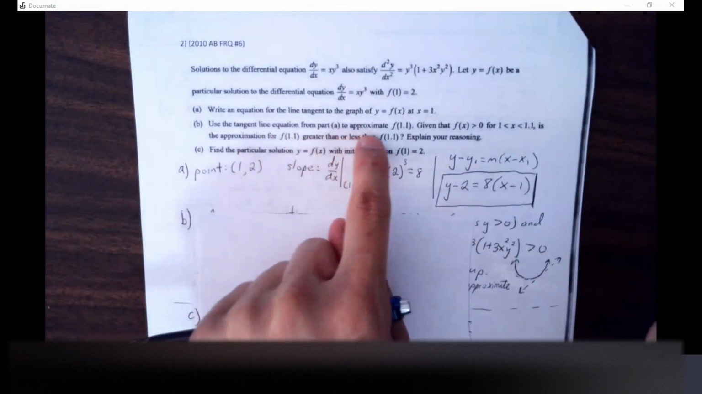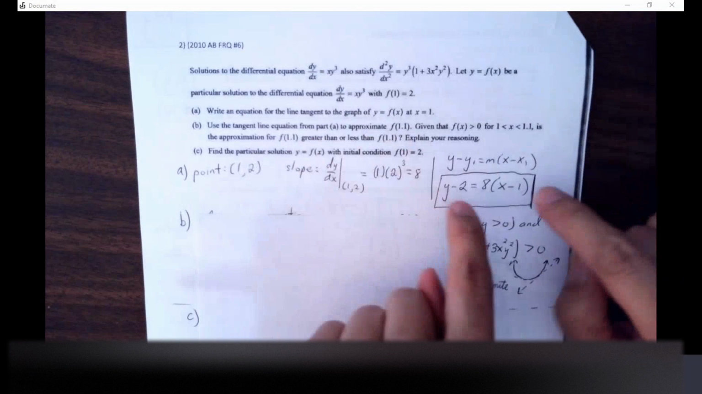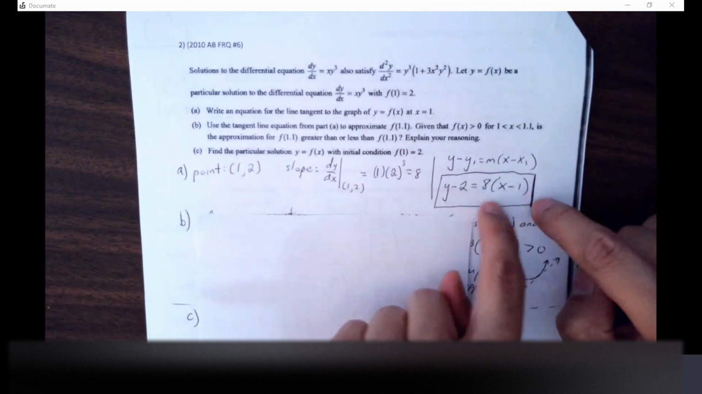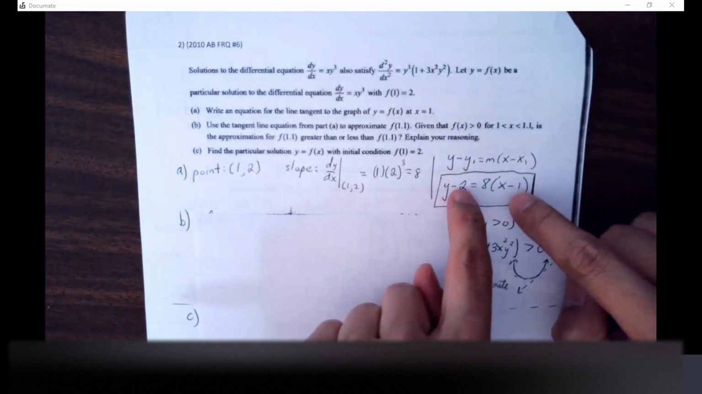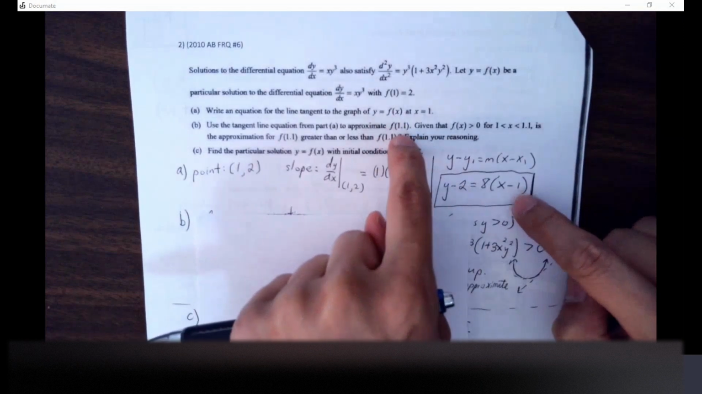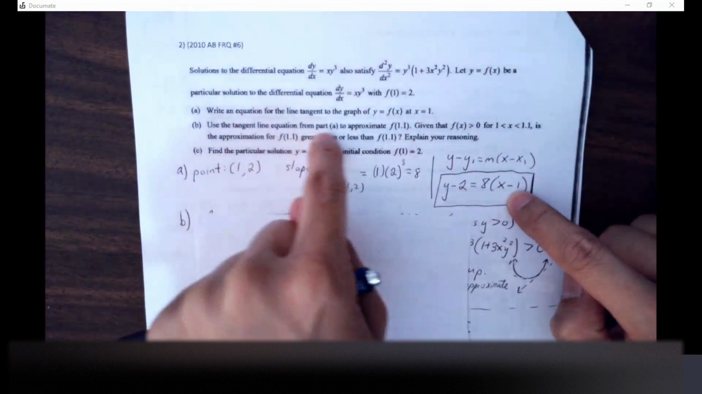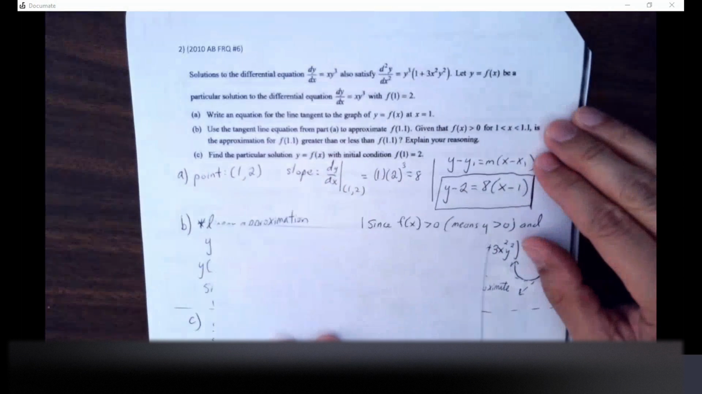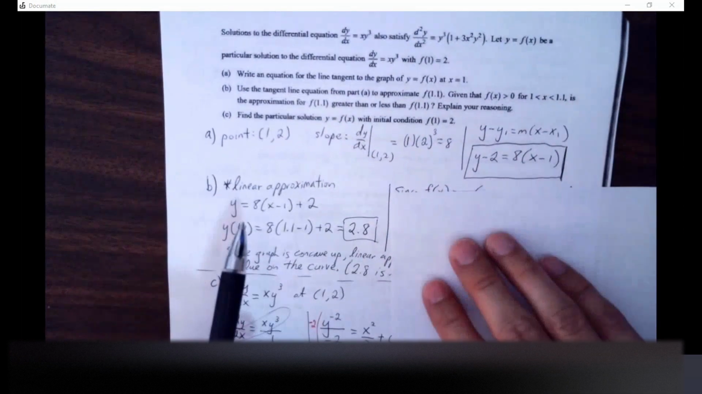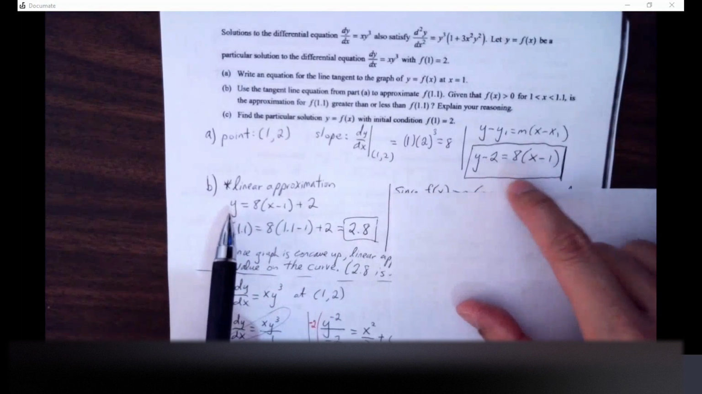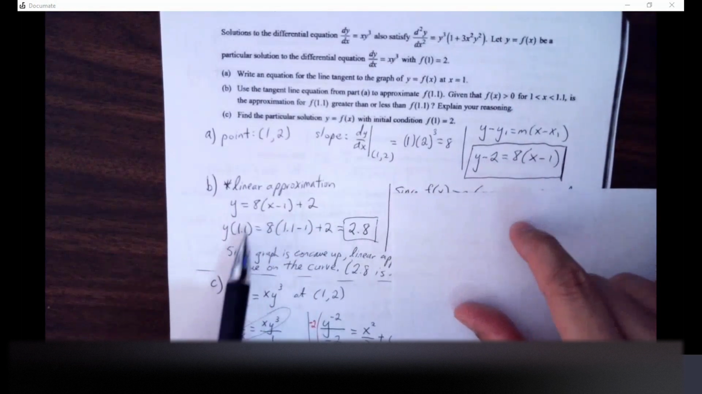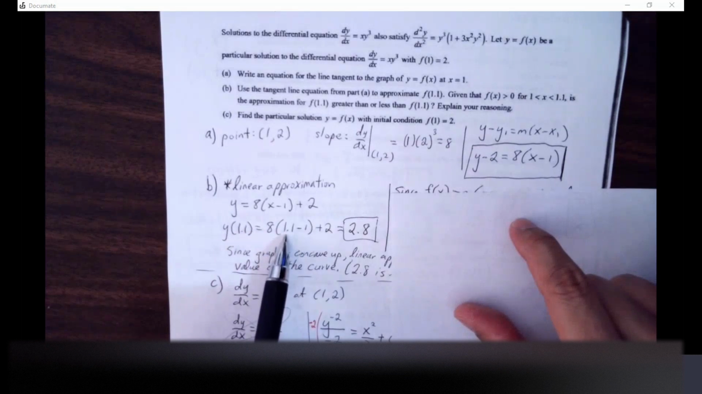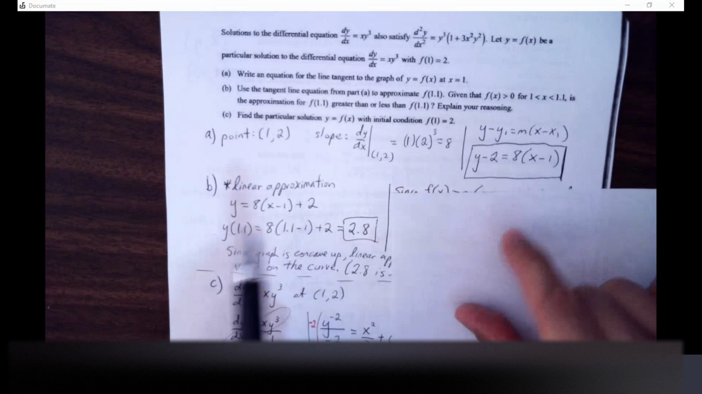Okay, part B. Use the tangent line equation from part A to approximate f of 1.1. So I'm going to solve for y. Once I get my equation where y is by itself, I'm going to replace x with 1.1, and that will allow me to do linear approximation. Okay, so linear approximation, solve for y. I added the 2 over to the right side, and then I just simply plugged in my decimal for x. So 8 times 1.1 minus 2 plus 2 gives me 2.8.